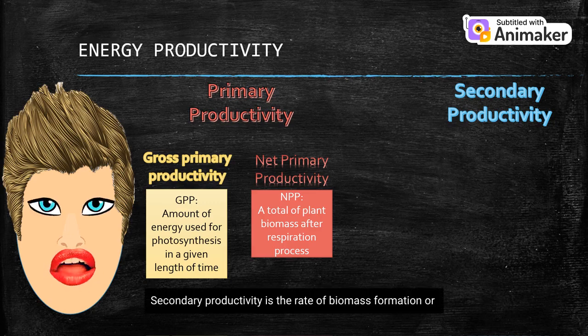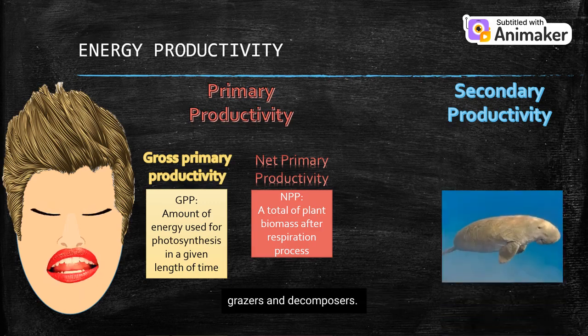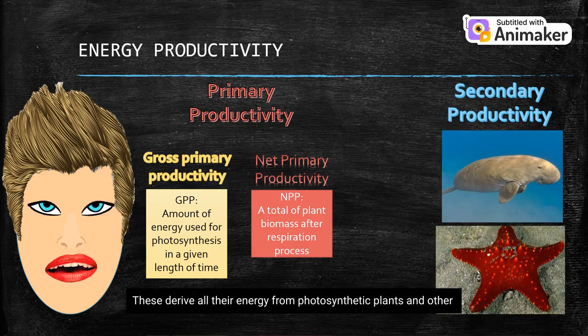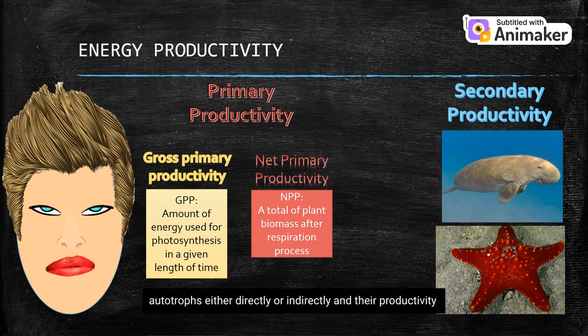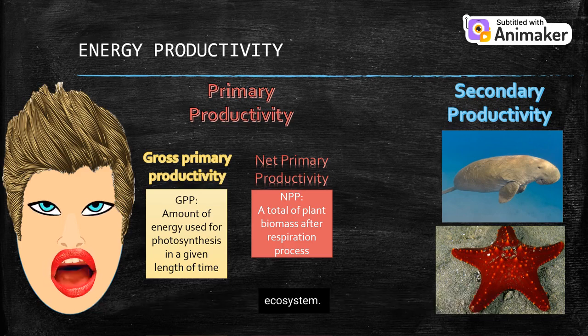Secondary productivity is the rate of biomass formation or energy fixation by heterotrophic organisms, such as grazers and decomposers. These derive all their energy from photosynthetic plants and other autotrophs, either directly or indirectly, and their productivity determines the number of trophic levels and the lengths of the food chains within an ecosystem.